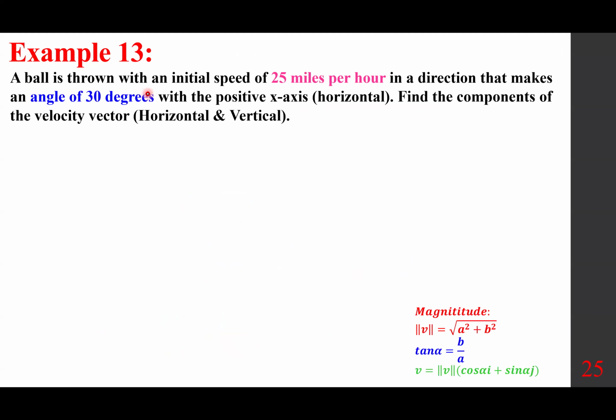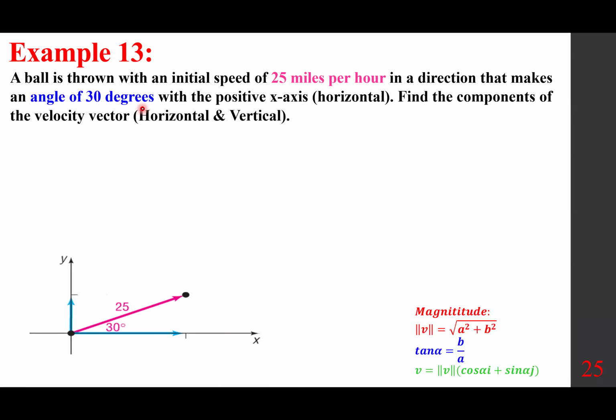A ball is thrown with an initial speed of 25 miles per hour in a direction that makes an angle of 30 degrees with the positive x-axis. So with the positive x-axis makes a 30-degree angle. So this way. Find the components of the velocity vector, that means horizontal along the x-axis, vertical along the y-axis.